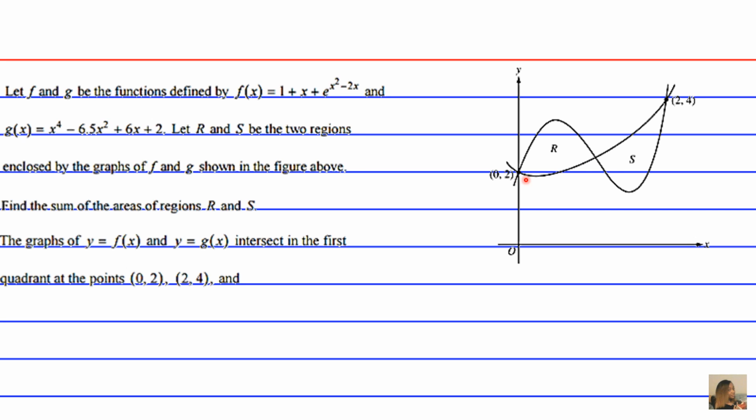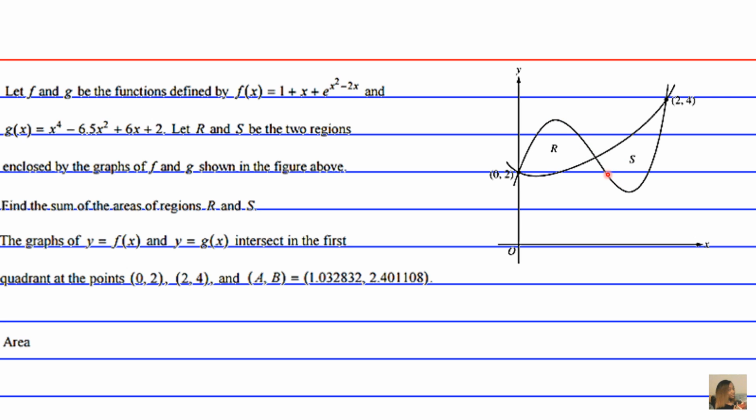The third point of intersection that I previously mentioned, the mystery point, is a point that we'll call A, B, A representing the x-coordinate, B representing the y-coordinate. That point of intersection occurs at 1.032832 and 2.401108. All right, so we're set up now to find the sum of the areas of regions R and S.